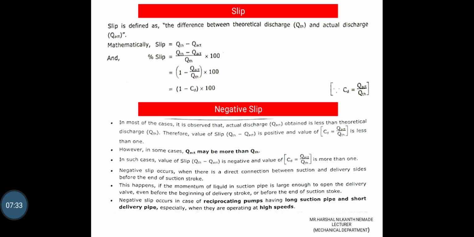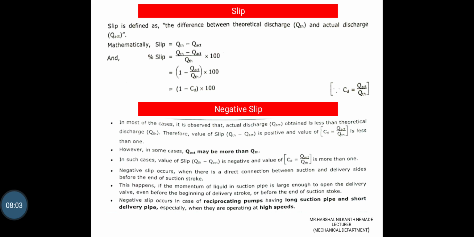Slip is defined as the difference between the theoretical discharge and the actual discharge. Slip is equal to Q theoretical minus Q actual. And percent slip is equal to Q theoretical minus Q actual divided by Q theoretical, multiplied by 100. So taking Q theoretical common, it is 1 minus Q actual upon Q theoretical, multiplied by 100. Q actual upon Q theoretical means Cd. So percent slip is 1 minus Cd, into 100.